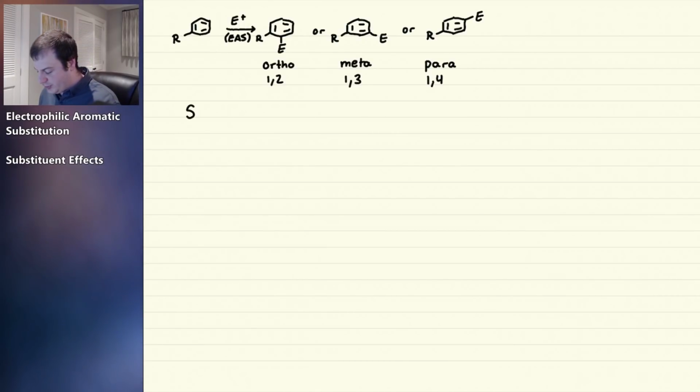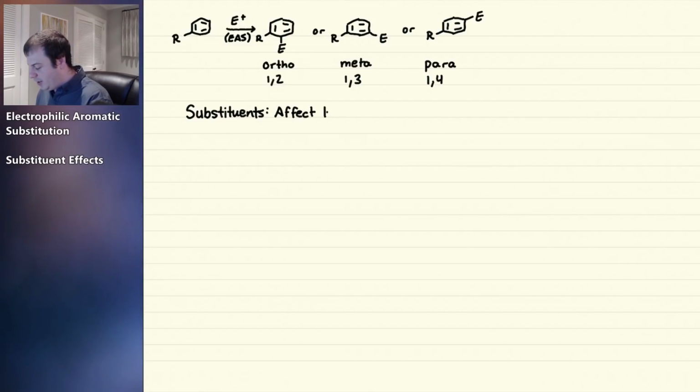So substituents affect the rate of the EAS reaction. I didn't mention that. So the R group can also affect the rate, speed up or slow down EAS. And it can affect the regioselectivity.